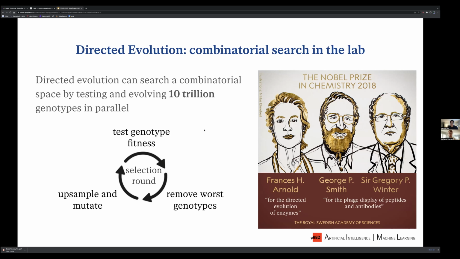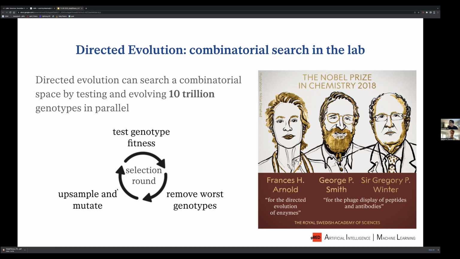Directed evolution is so powerful because it can search combinatorial genotype space with 10 trillion genotypes tested in parallel in every round. So directed evolution, in the most abstract sense, consists of this loop here, which is you test the genotype's effectiveness, then you remove the worst genotypes in some way, and then you upsample and mutate the surviving genotypes after the removing step.